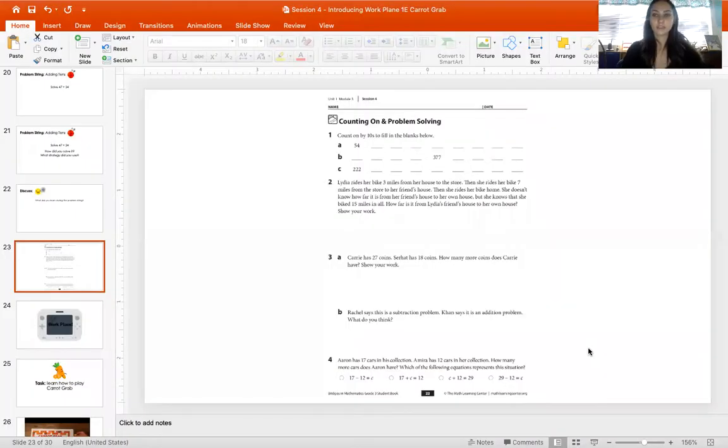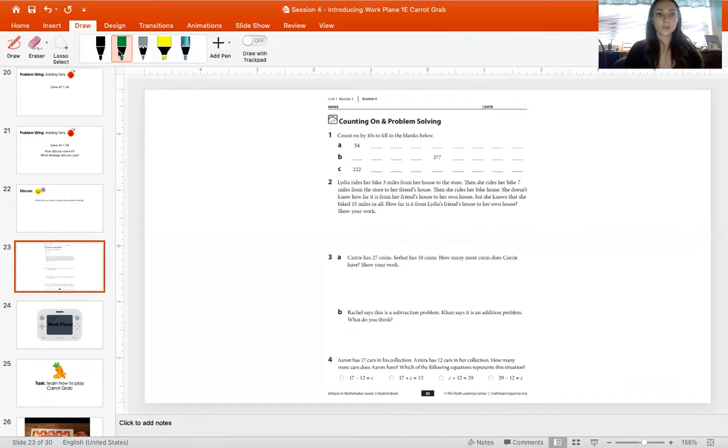Okay, so now let's look at our worksheet that we need to do for today. Okay, this is called Counting On and Problem Solving. It's page 22 in your Bridges workbook. So for number 1, you're going to count on by tens to fill in the blanks below. So you're just counting on by tens. You have some pretty big numbers like 377 and 222. So you're counting on by tens.